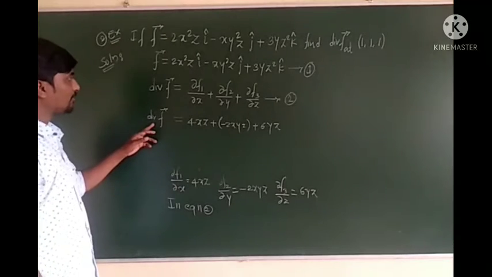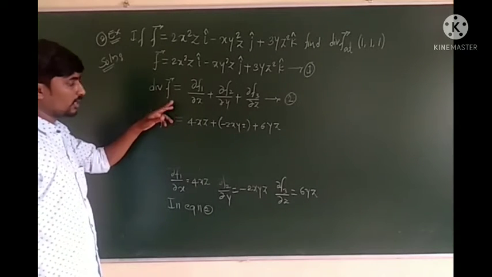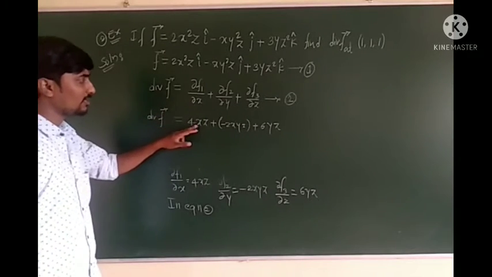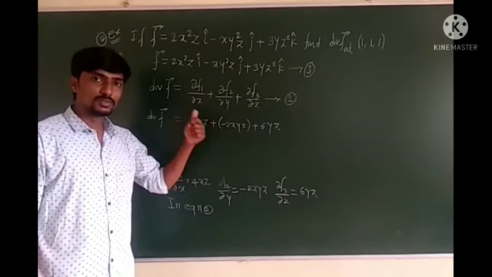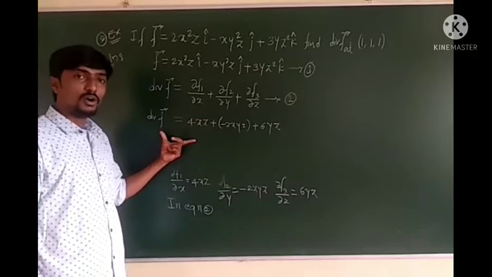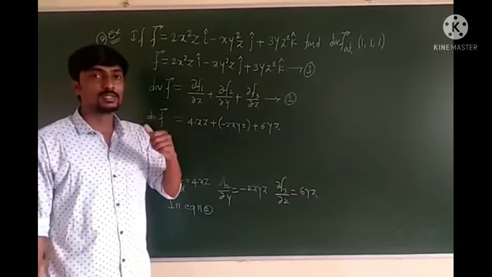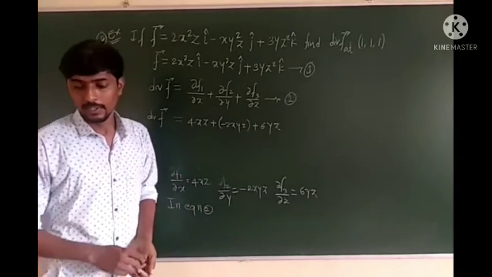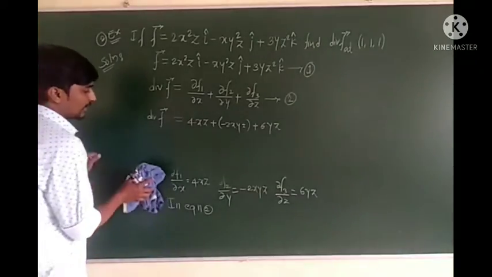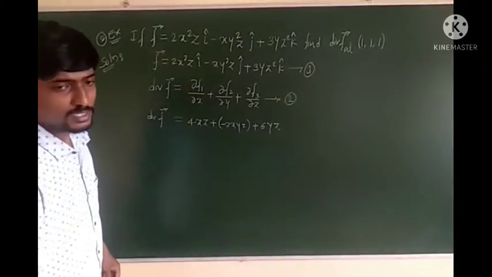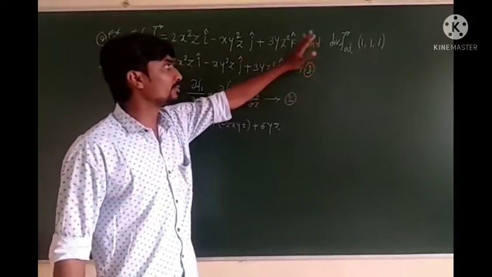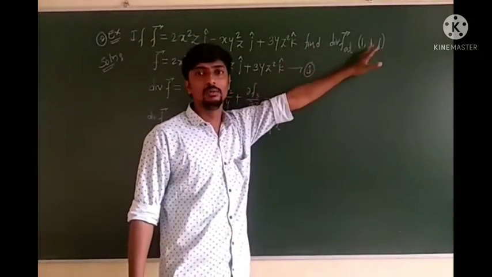Look here: after taking the divergence of f, there are no i, j, k components present, so the unit vectors are absent. Therefore the divergence of a vector is always a scalar quantity. Now our example does not end here. We have to find the divergence of the vector f at (1, 1, 1).